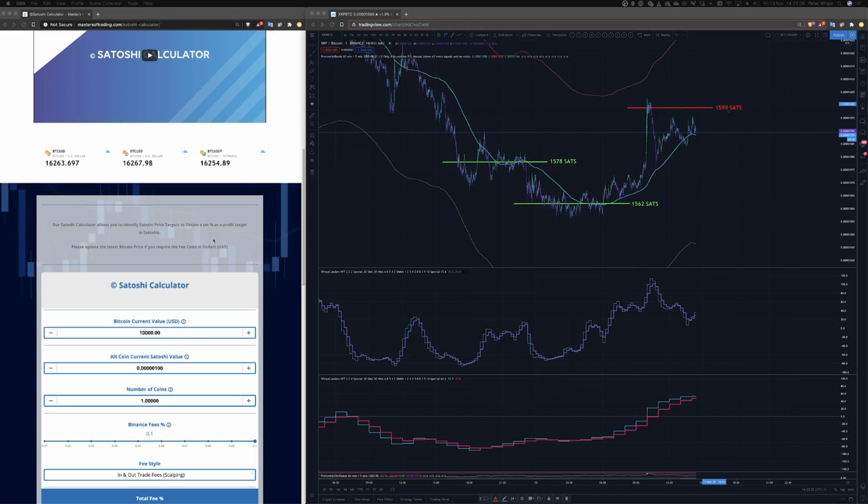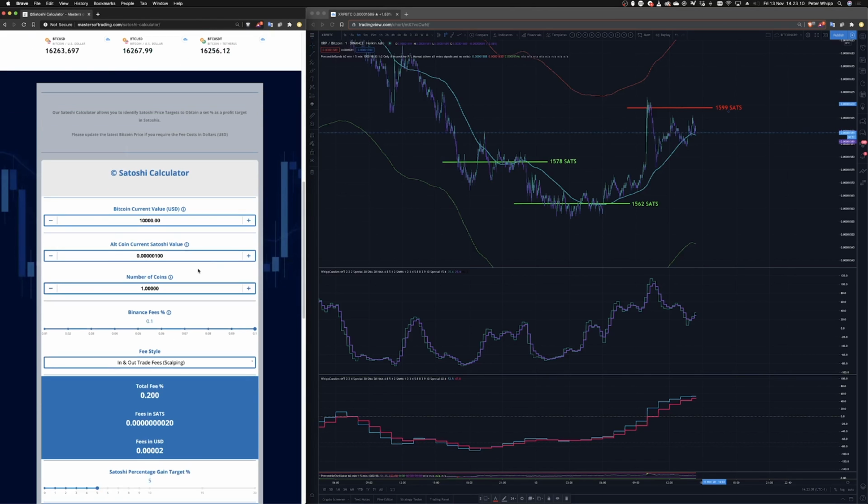You can take an average, or you can go with... computers being a bit of a pain in the backside, I've got a lot of things open. 162, so we'll call Bitcoin 16,200. The current level we will call 1578, so we will go 1578 on the Satoshi value.